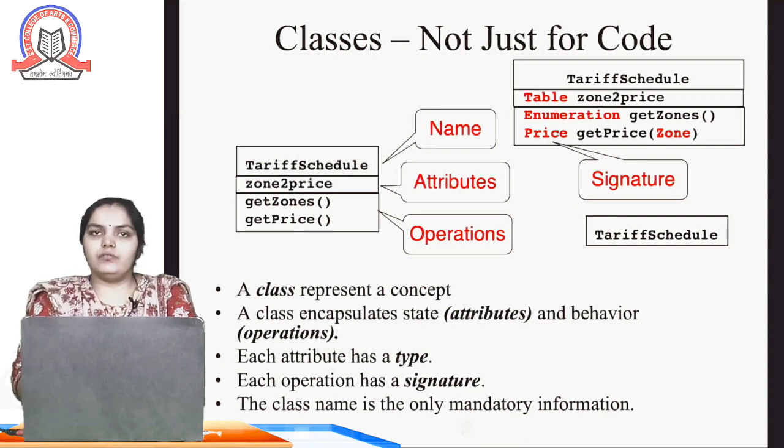a class encapsulates different attributes and their behaviors in diagrams. Each attribute has a type. There might be n number of types of attributes in your project. Each operation has a signature. The class name is the only mandatory information about the class.